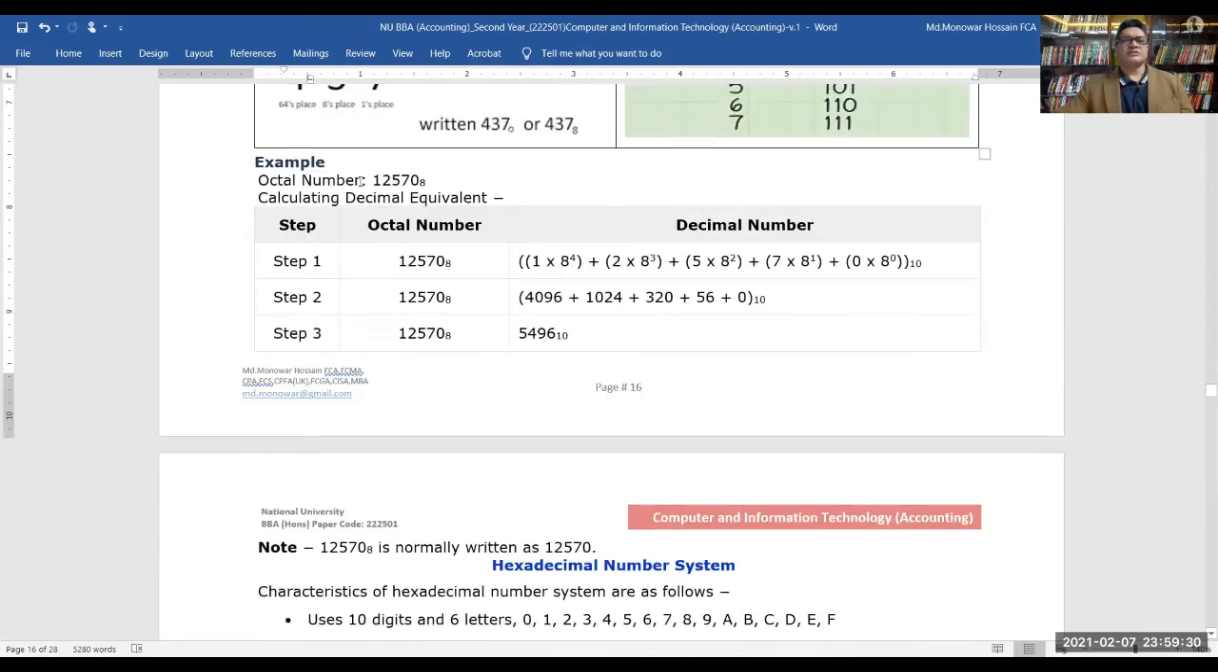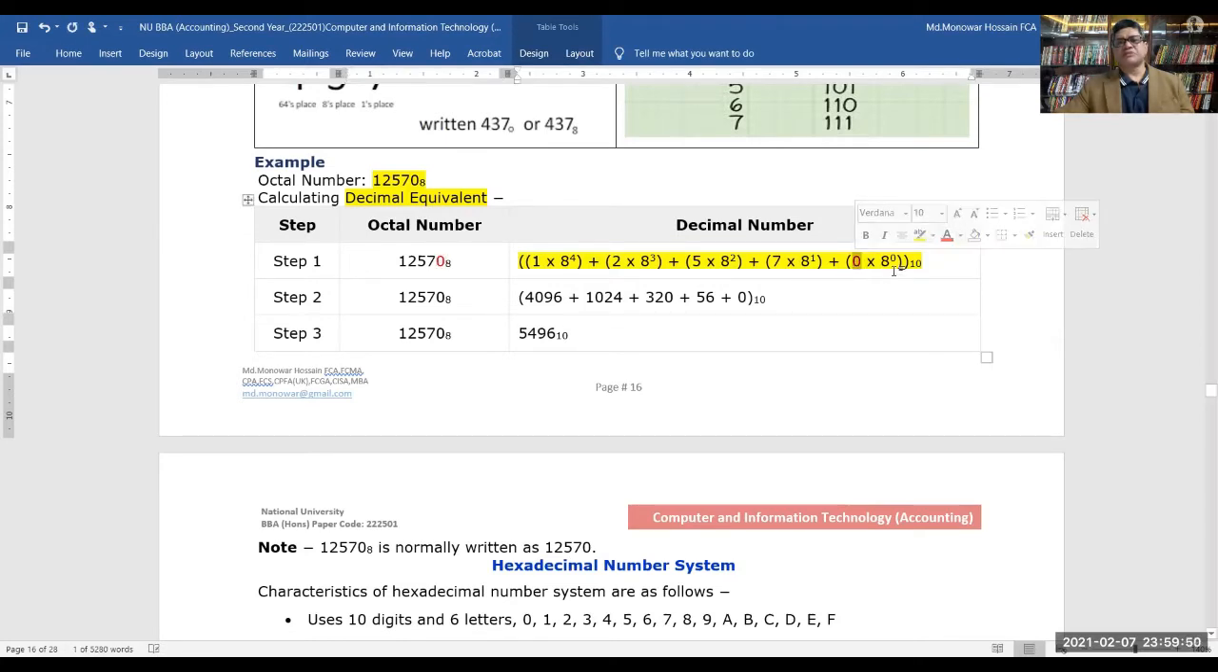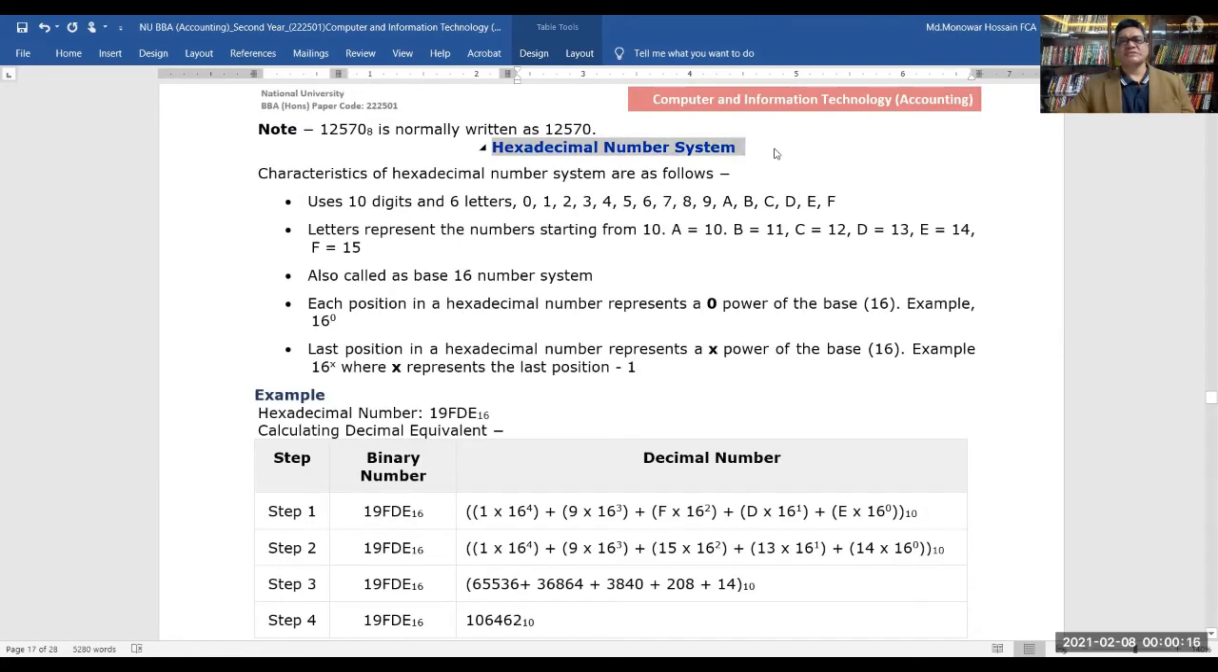Now we'll convert this 12570, the octal number, to its equivalent decimal number. How? Look here, same as the binary number, we put the figures in all places. That means this 0 multiplied by 8 to the power 0, 7, this 7 multiplied by 8 to the power 1, and in the same way. So we'll get 5496.